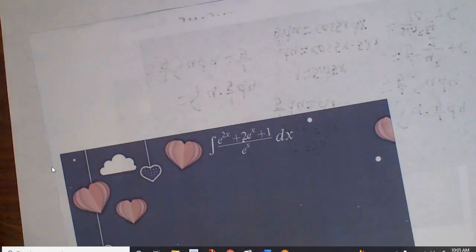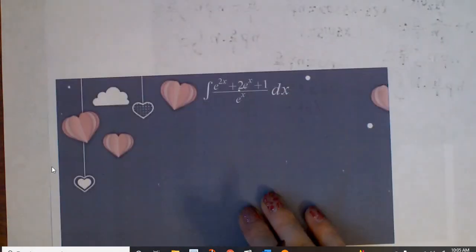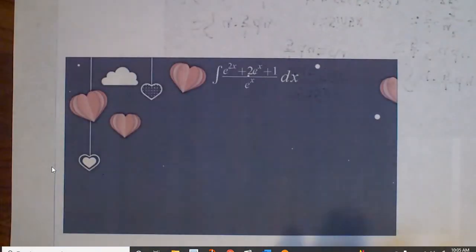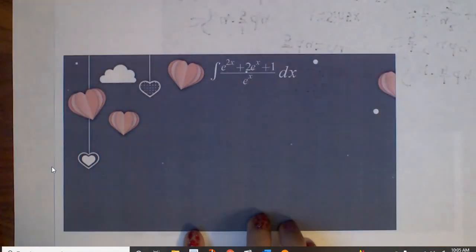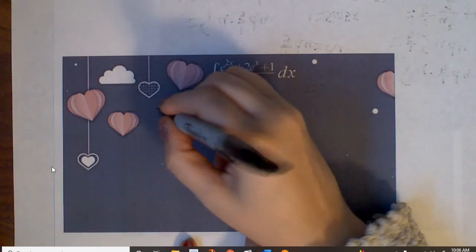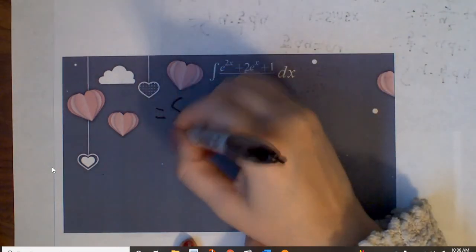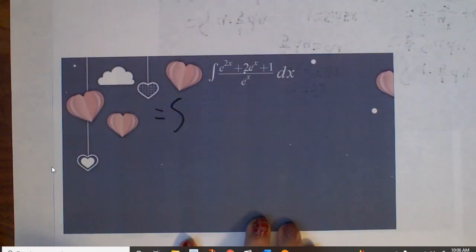Let's look at one last example. This one is going to be involving e's. So again, we have a lot going on here, but notice that everything is just over 1 e to the x. So before we get started with our u sub, sometimes it's helpful to divide out or simplify if we can.